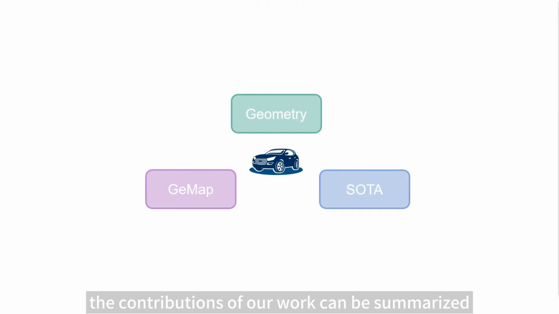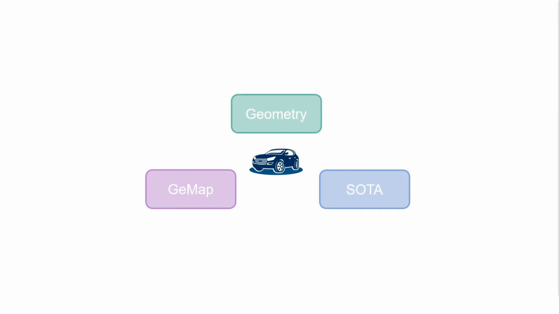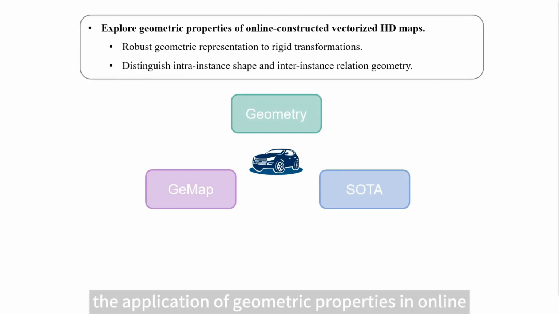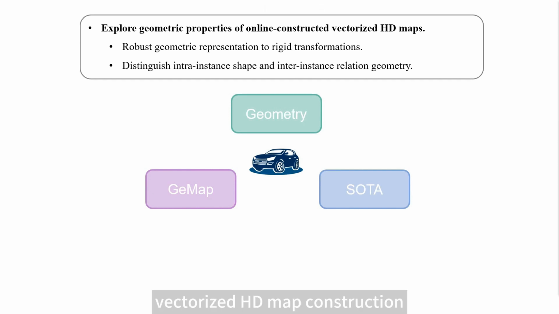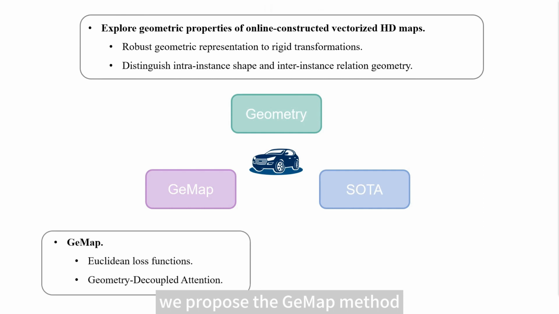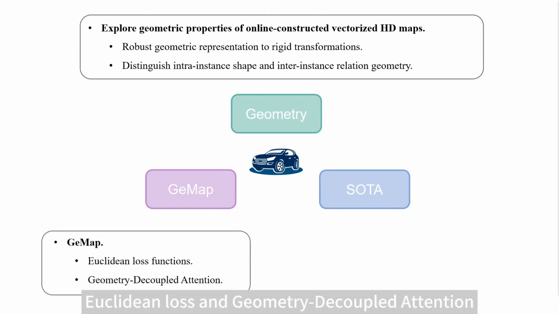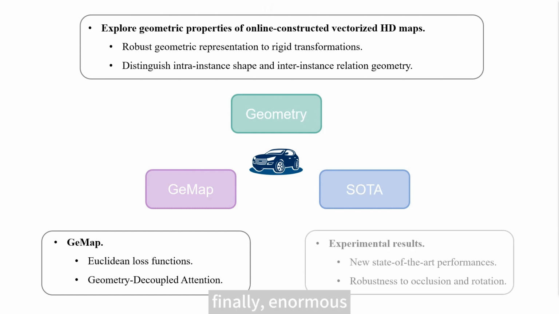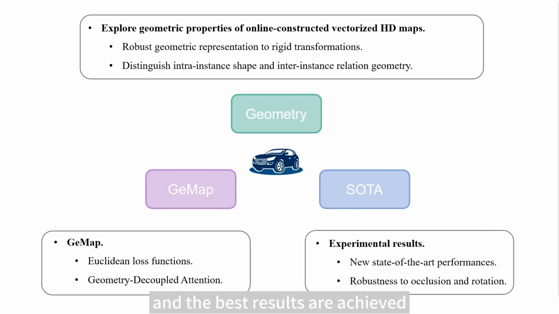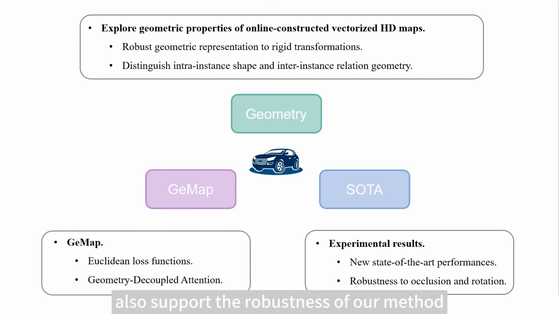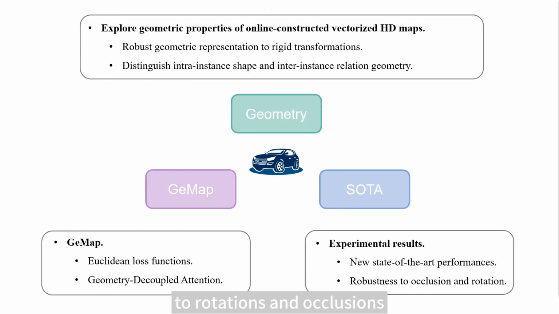In conclusion, the contributions of our work can be summarized as follows. First, we explore the application of geometric properties in online vectorized HD map construction. Second, we propose the GEMAP method, including the Euclidean loss and geometry decoupled attention. Finally, enormous experiments are conducted and the best results are achieved. Moreover, the visualization results also support the robustness of our method to rotations and occlusions.